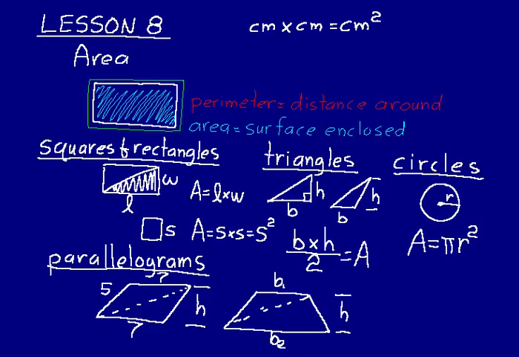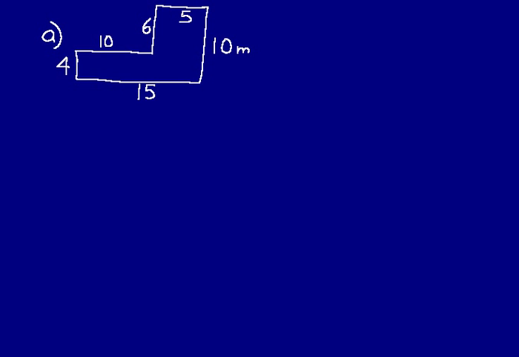Let's go ahead and do some practice problems now. In practice problem A, I want you to calculate the area of this shape. And so what you need to do on problems like this is break them up into shapes or areas that you're familiar with. We just went through area of rectangles, squares, triangles, circles, and parallelograms and trapezoids. So what shapes do you see within this entire shape on the board?